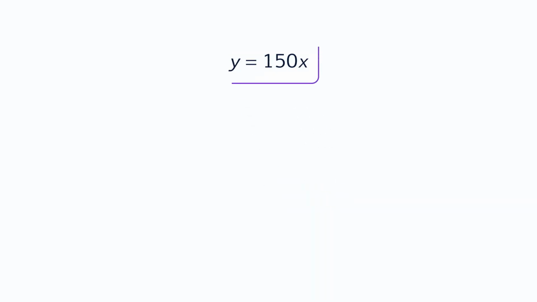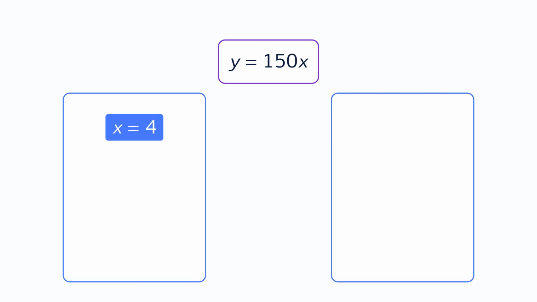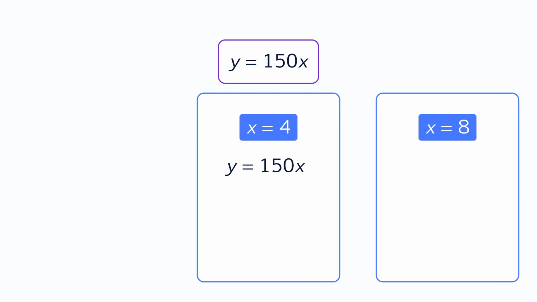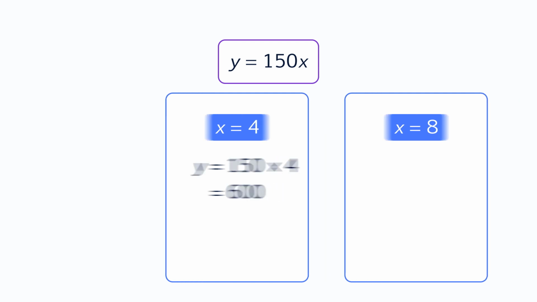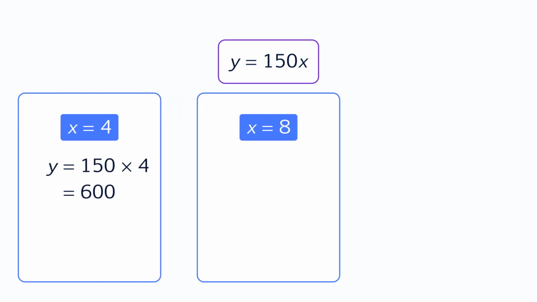Let's calculate the income you'd receive for working 4 and 8 hours. Start with 4 hours. You input x equals 4 in the function. 150 times 4 is 600, so you will receive an income of 600. Now calculate your income for working twice as long, 8 hours. You insert x equals 8 into the original function. 150 times 8 equals 1200. So if you work 8 hours, you'll get an income of 1200.